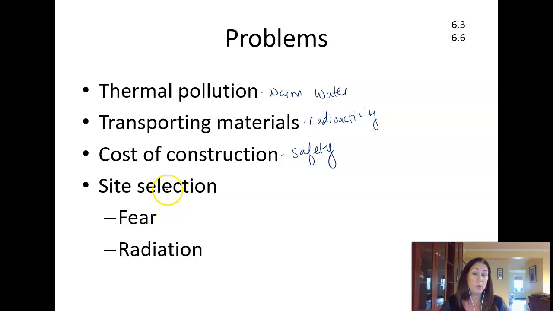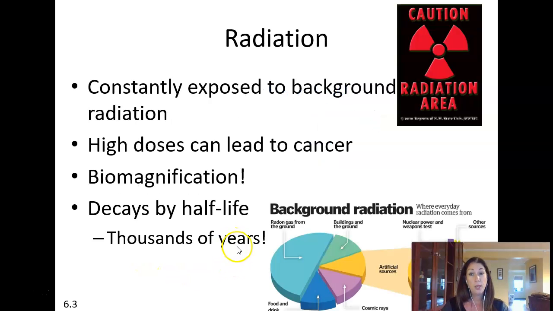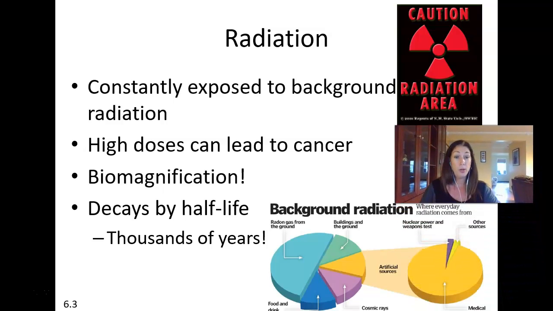And then there's a lot of worry about where to put these. A lot of people are afraid of being near a nuclear power plant, and one of the biggest fears they have is the risk of radiation. Now, the thing about radiation is that we are constantly exposed to background radiation. It's actually everywhere around us. But the reason why we are concerned about it is because high doses do lead to cancer. So this is why you don't get an X-ray every time you stub your toe, because we do need to limit our exposure to radiation.